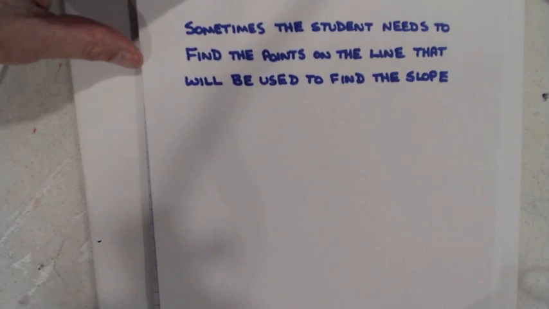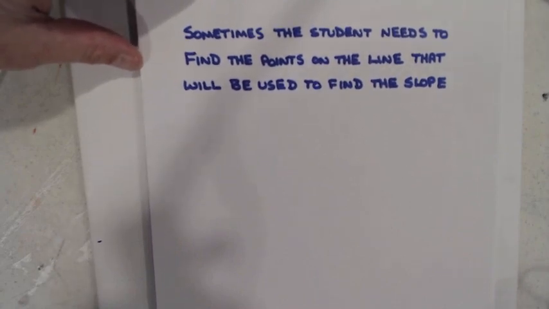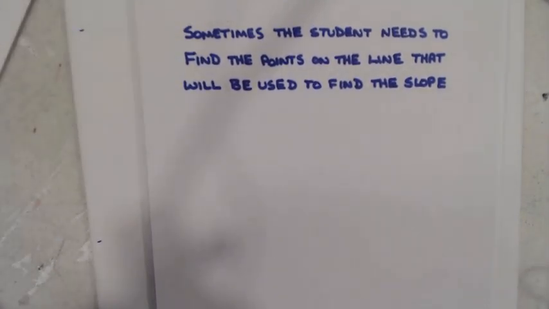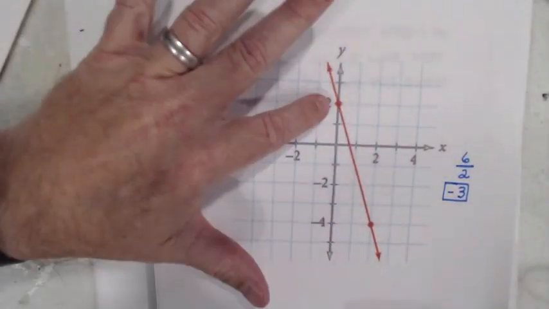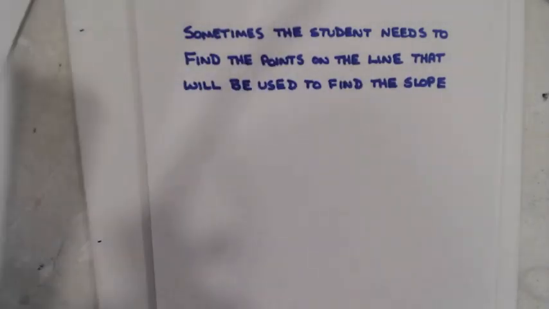Sometimes students need to find the points that they're going to use to find the slope. You actually have to figure out what the points are. They're not going to give you the points like they did in this example. In this example, they give you the points. Sometimes they're not going to give you the points that they want you to use. You have to find the points that you're going to use. So we're going to go over some examples of how to find points on the line.